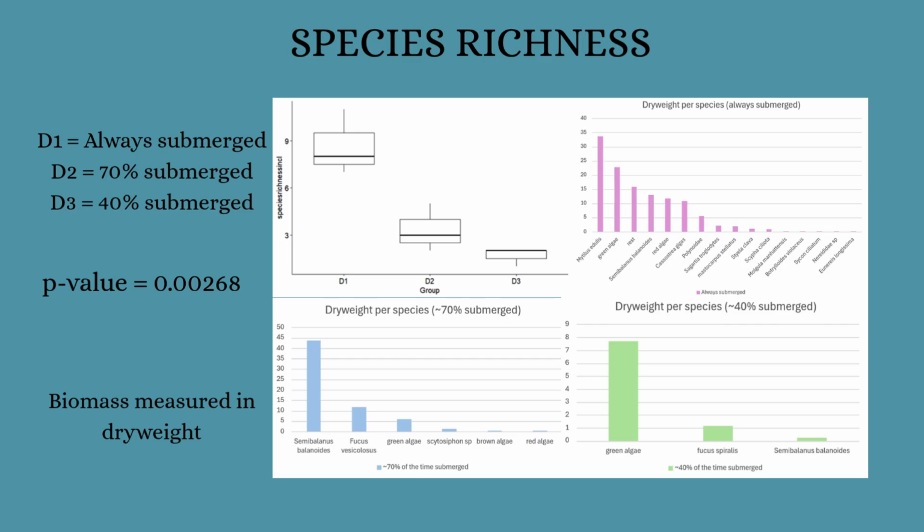We used a post-hoc analysis to look at the differences between the groups, and the results showed a significant difference between the always submerged condition and the two other groups, but not between the 70% and 40% submerged conditions themselves. This shows that the always submerged condition differs significantly from the two other groups in terms of species richness.